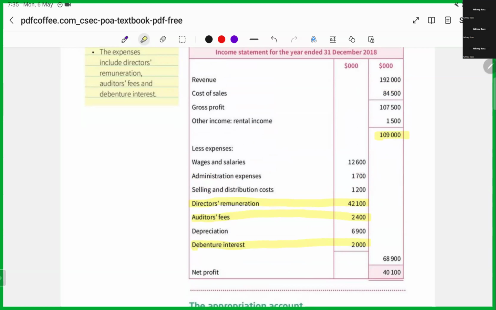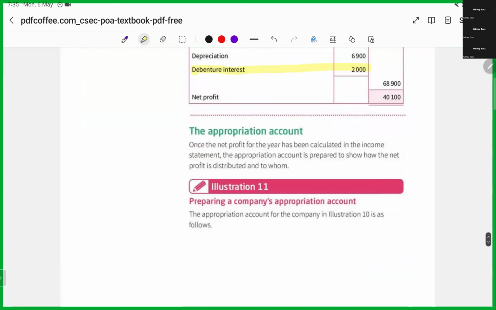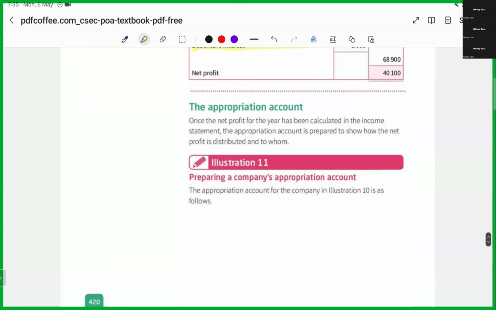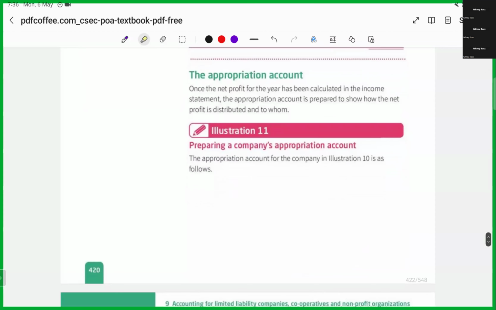But here's the new part of things now, the appropriation account. So appropriate means to share or distribute. So the profit that is left, your net profit, is going to be later appropriated. We're going to prepare the appropriation accounts after we calculate our net income using our income statement. So the net profit is distributed to whomsoever, whatever. That is what we call the appropriation.